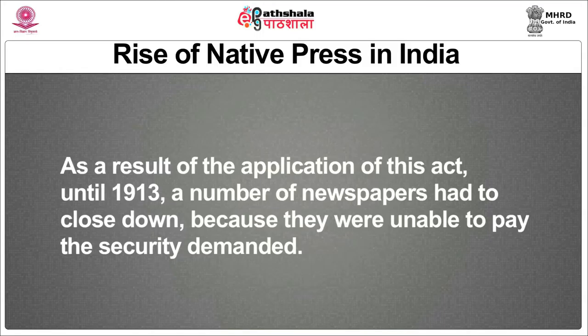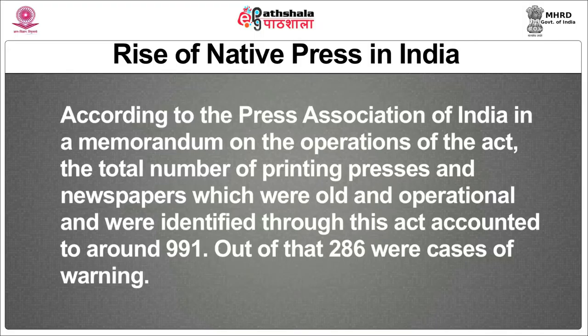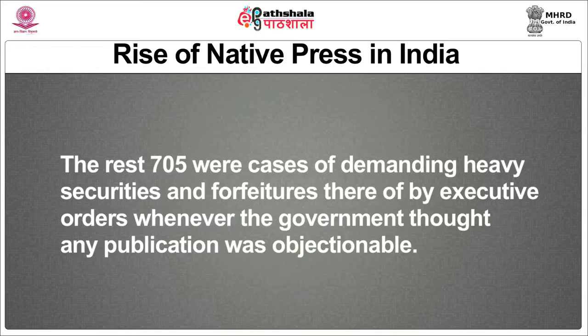According to the Press Association of India, in a memorandum on the operations of the act, the total number of printing presses and newspapers which were old and operational and were identified through this act amounted to around 991. Out of that, 286 were cases of warning. The rest, 705, were cases of demanding heavy securities and forfeitures thereof by executing orders whenever the government thought any publication was objectionable. Over 173 new presses and 129 new newspapers were stifled at their birth owing to the demand of the security which they could not complete.